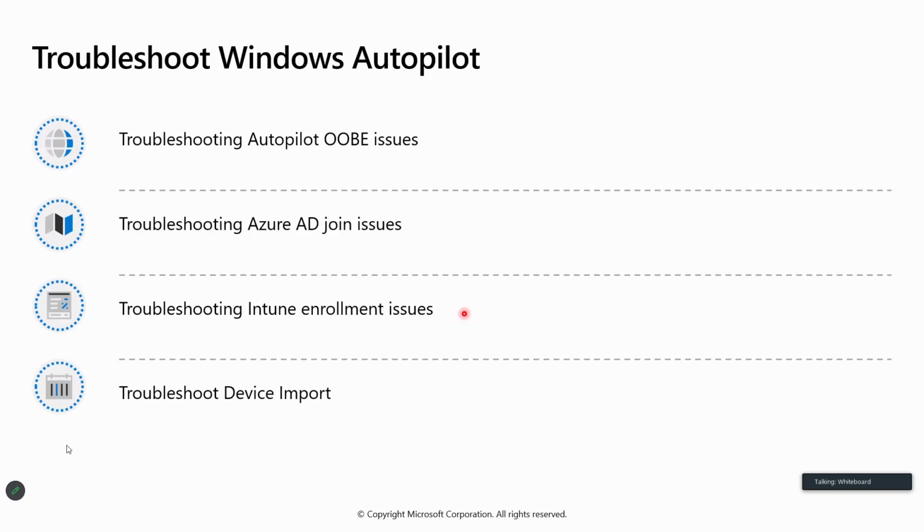Troubleshooting device import. If your device ID didn't import properly, normally it's a problem with the padding. So you can just regenerate the CSV file or go and modify it yourself if you know what you're doing. That normally gets rid of that problem.